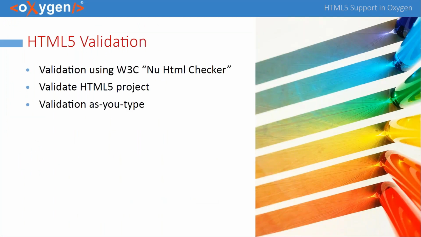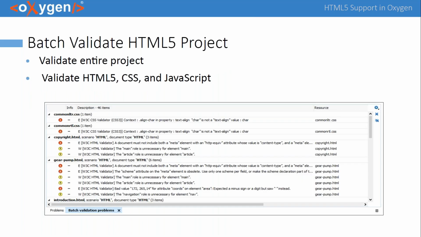Then we added also this validation, and you can validate according to the W3C validation engine. You can validate an entire project, but we provide also validation as you type support, and we'll see also schematron validation. For the batch validation, you can use this action from the project and validate not only HTML5 documents, but also the CSS and JavaScript content that is in your project.